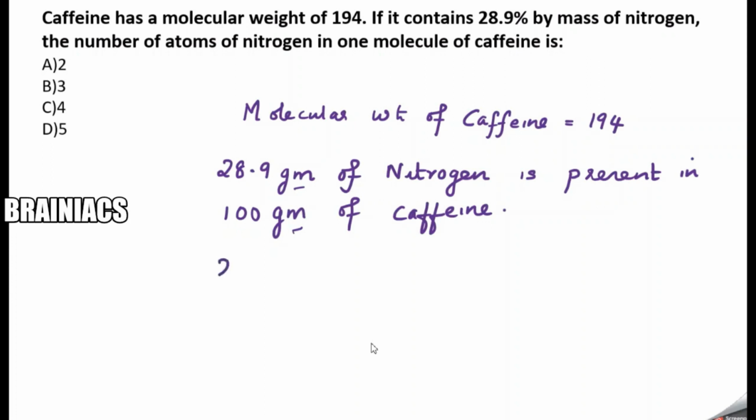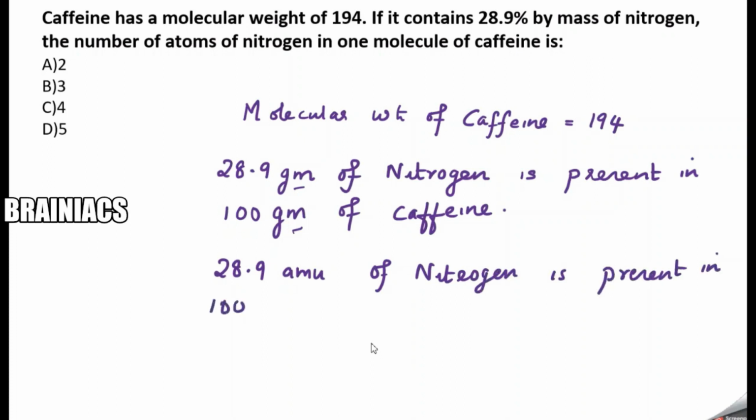I can say it like 28.9 AMU of nitrogen is present in 100 AMU of caffeine. Okay. So why will I prefer the second one compared to the first one?